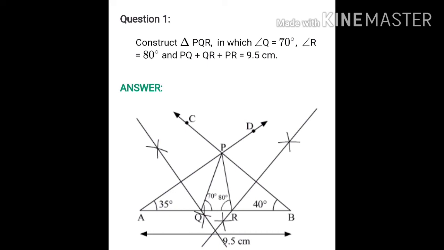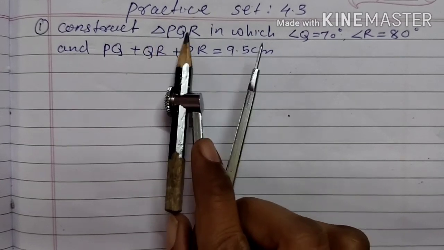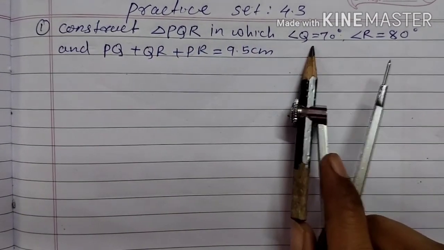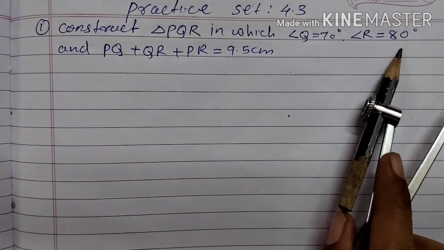And the intersection of perpendicular bisectors, you get 2 points. Join these 2 points, then you get your required triangle. Let's start the construction. First of all, draw the rough figure. Read the question carefully and draw the rough figure.